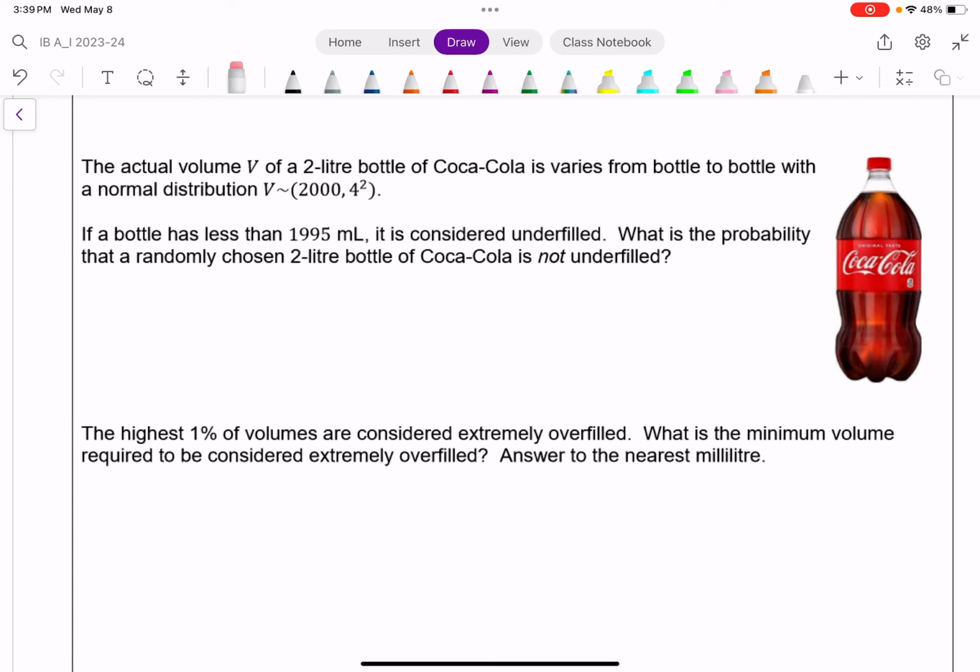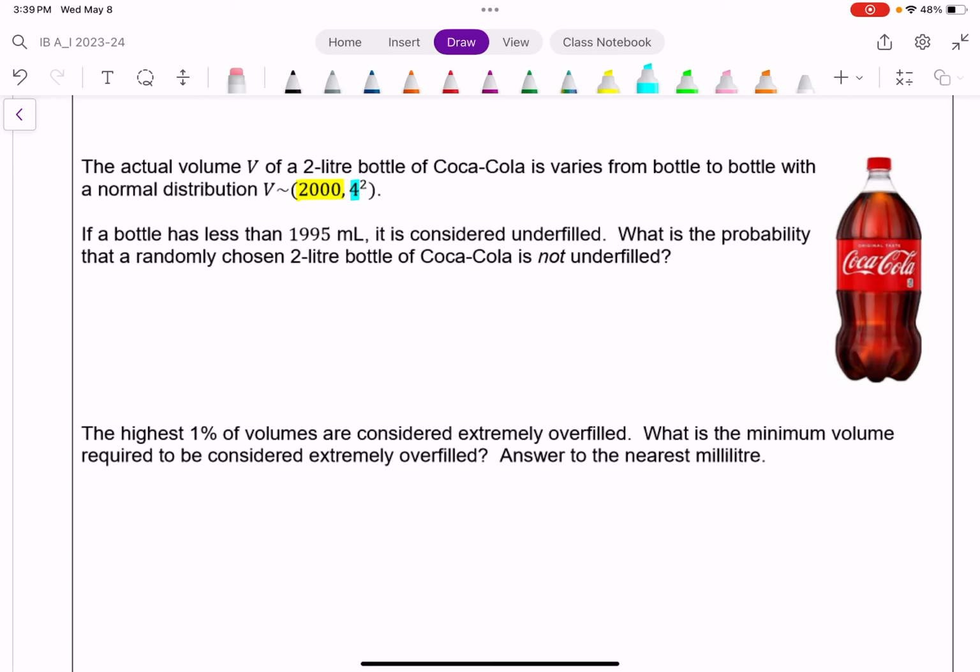But first, the actual volume of a 2-liter bottle of Coca-Cola varies from bottle to bottle with a normal distribution, where they say V is the volume, 2,000 is the mean, 4 squared, so 16, is the variance. And quite often variance is shown as the standard deviation squared. And so knowing it's a normal distribution, I know that 2,000 is the mean, and 4 is a standard deviation, which is what we'll actually end up using more.